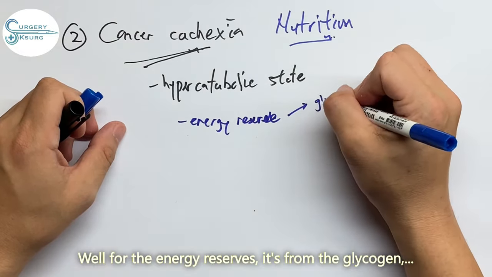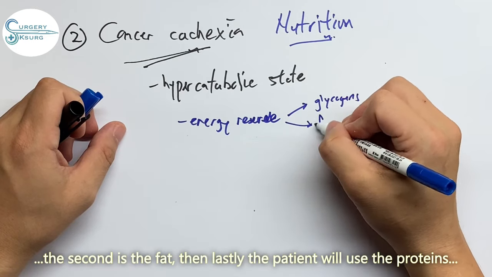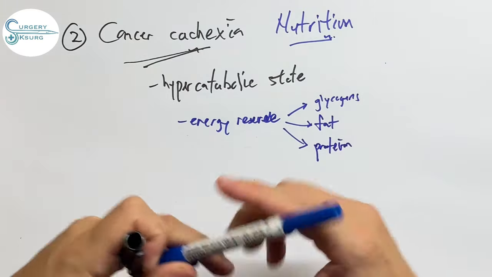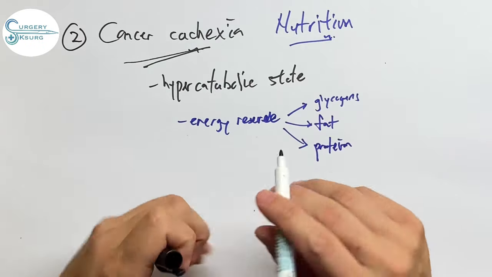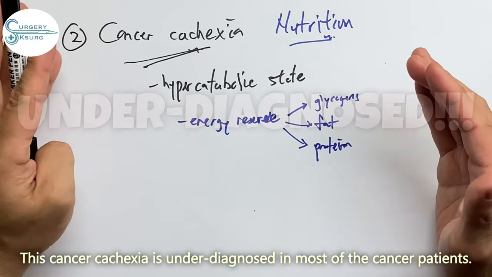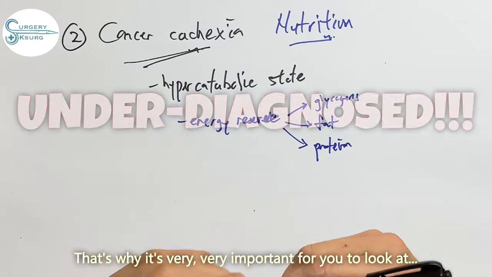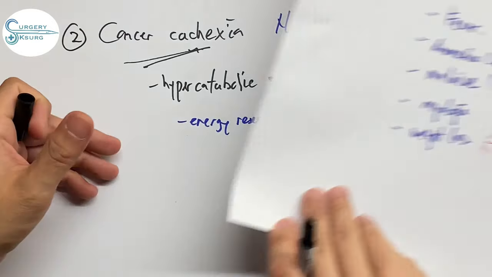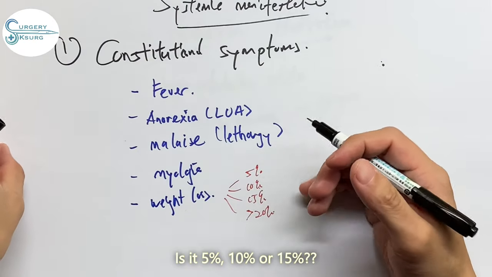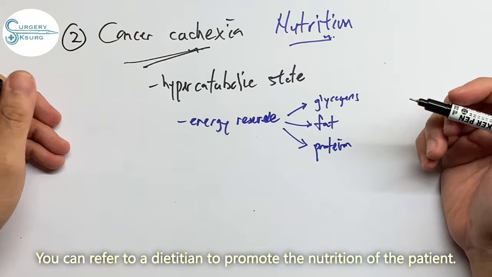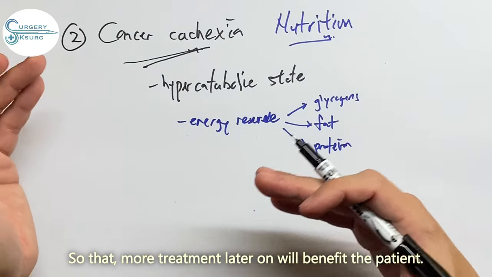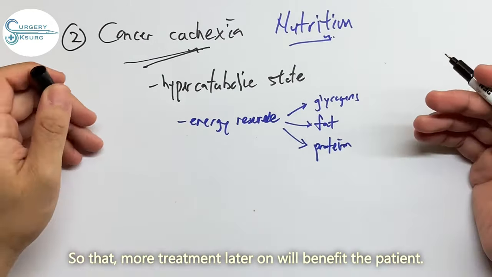The first one is the glycogen. The second is the fat. And lastly, the patient will use the protein to generate energy. This is very, very bad for the patient. And this cancer cachexia is underdiagnosed in most cancer patients. So that's why it's very important for you to look at the weight loss and try to quantify how many percent was lost. Is it 5%, 10%, 15%? And you can refer to a dietitian to promote the nutrition of the patient so that the treatment later on will be beneficial for the patient.